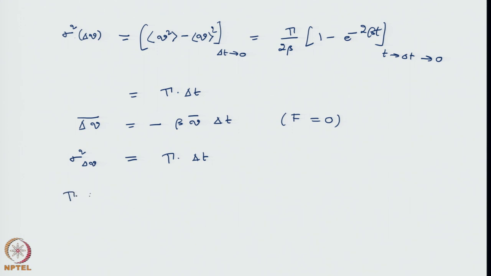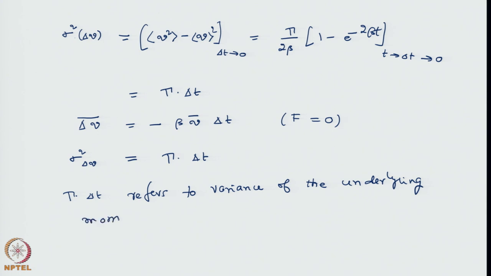So, gamma delta t therefore refers to the variance of the underlying momentum, or well, velocity, because we are talking now of velocity fluctuations.